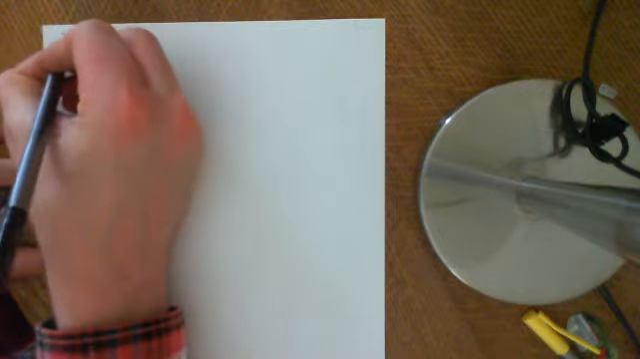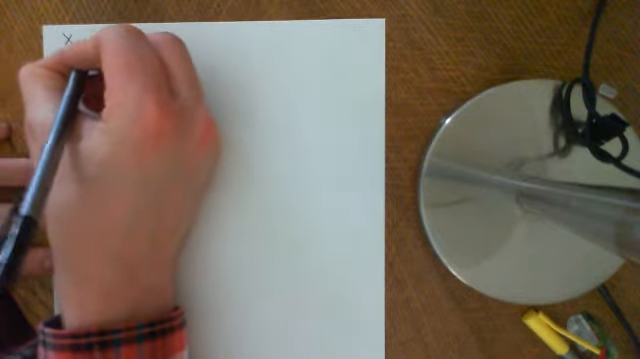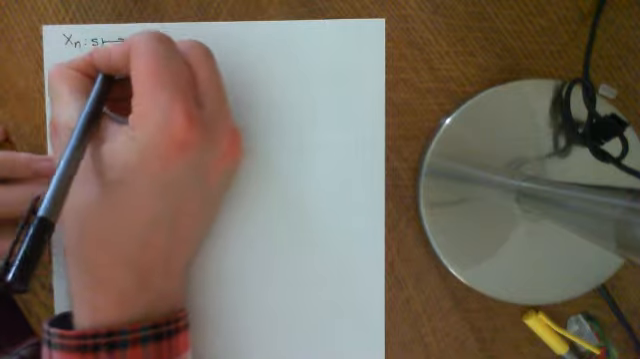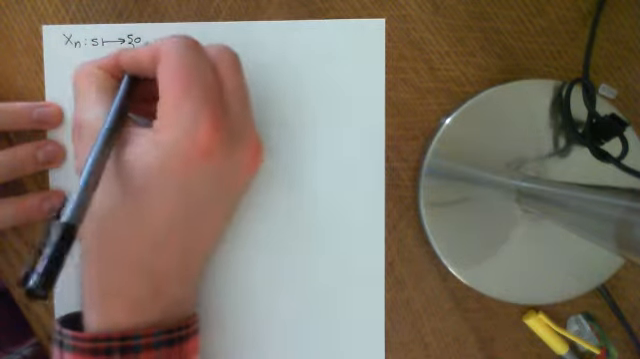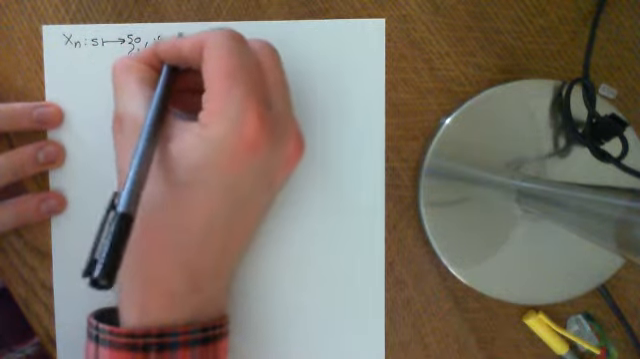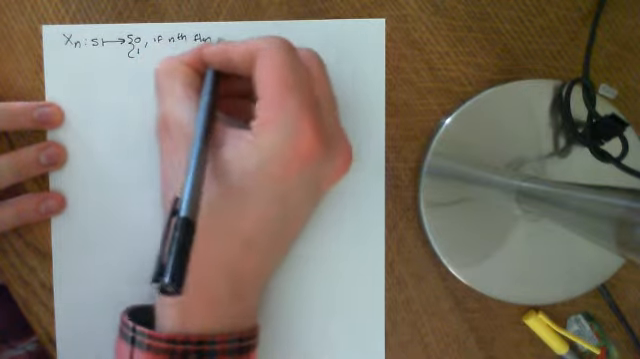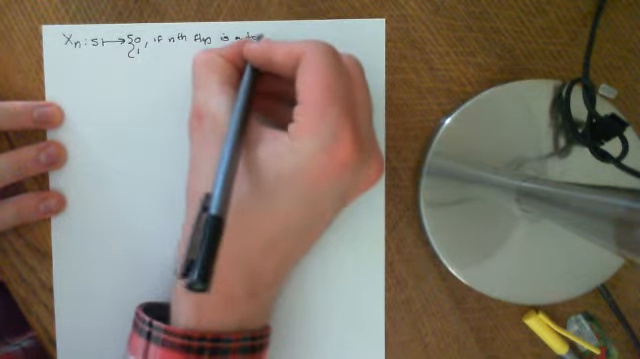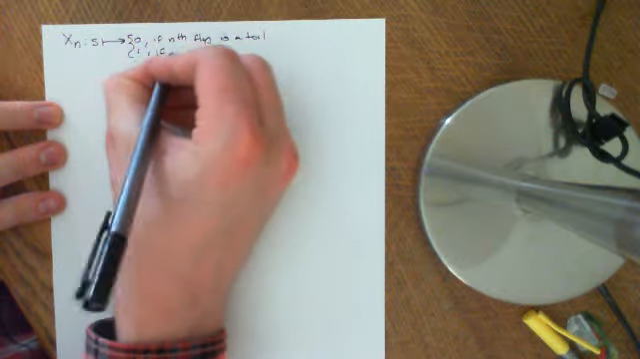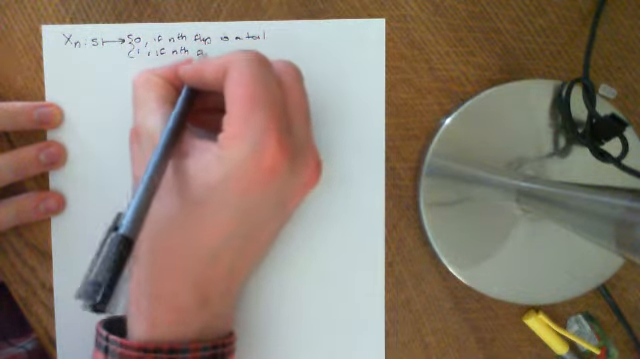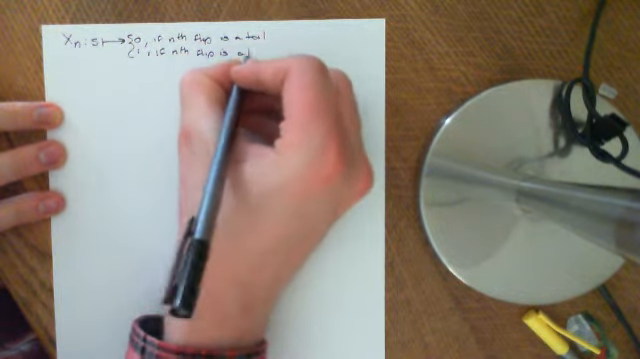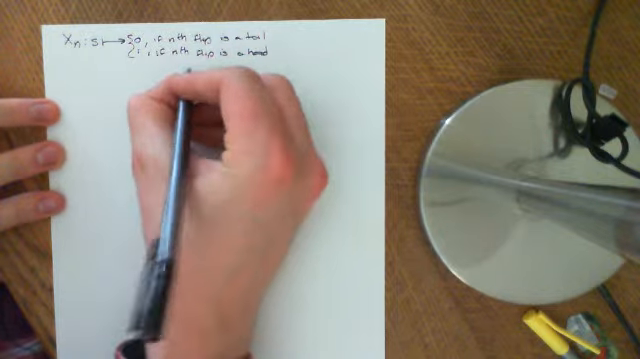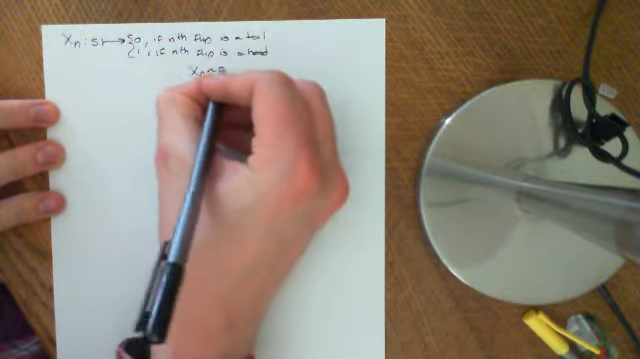You can go on and define all the way up to xn, which is going to map s, an outcome, onto 0 or 1. It's going to map it onto 0 if the nth flip, so the final flip, is a tail, and it's going to map it onto 1 if the nth flip is a head. And again, xn is going to be distributed Bernoulli p.